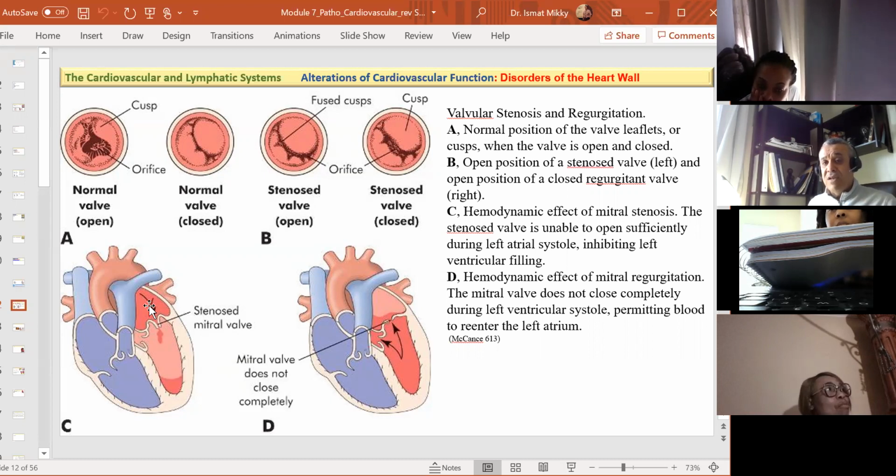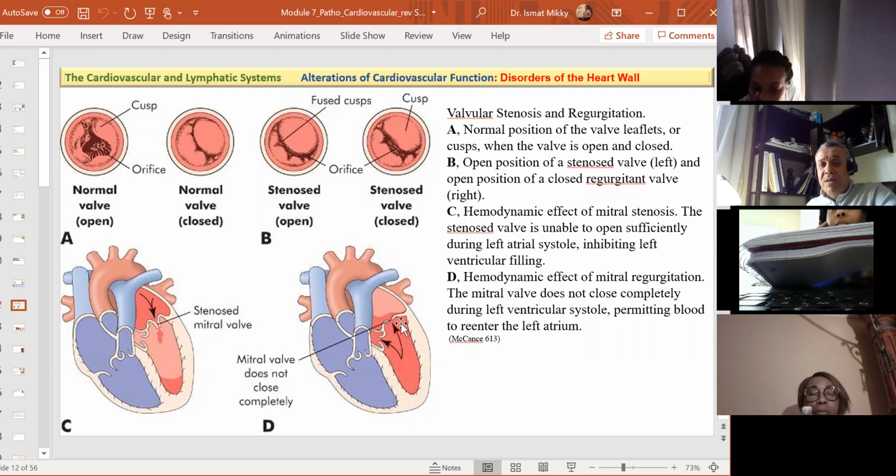Pressure will rise in the left atria. Pressure will rise in the pulmonary veins. Pressure will rise in the lungs, and next to that there will be increased pressure in the pulmonary artery, and then on the right side of the heart. So that is called the hemodynamics. So that's mitral valve stenosis, and then mitral valve regurgitation.